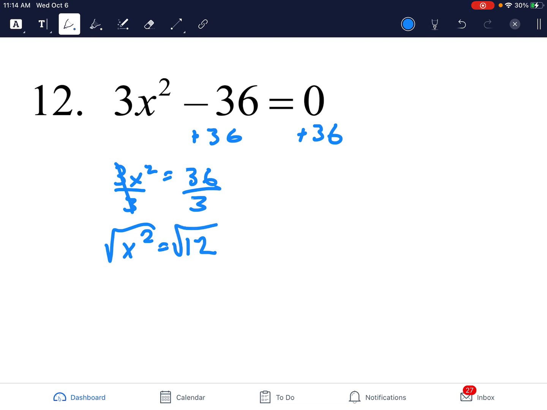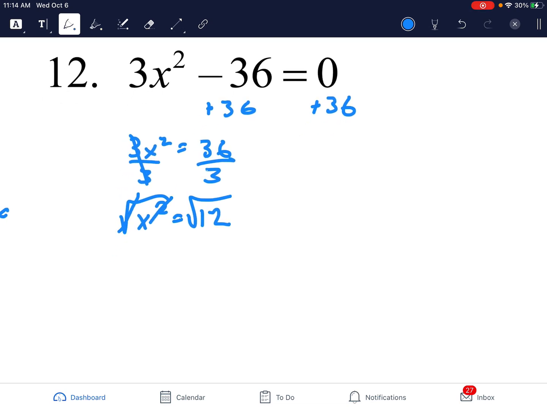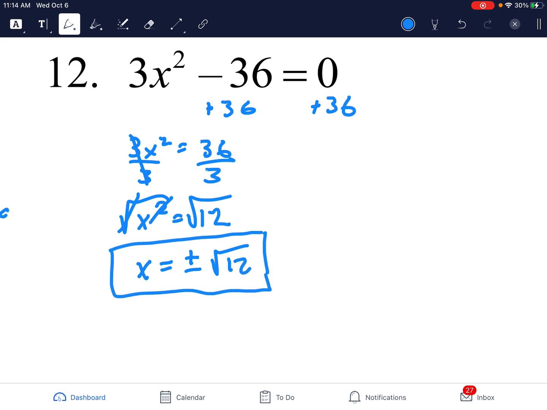Square root of 12 both sides. So the square and square root cancel out. You get x is equal to, and here's where people are going to get this wrong, it should be plus or minus the square root of 12. I'm not asking you to reduce the square root of 12. I'm just asking you to put the plus or minus. And that would be your answer.